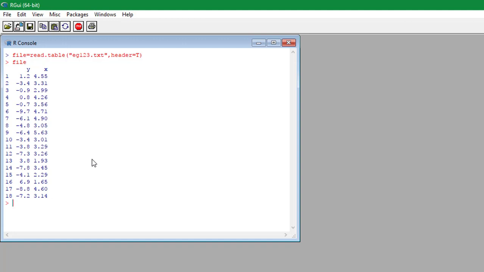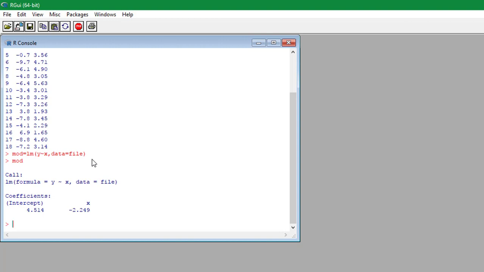So now we're going to create a linear model. Let's call our linear model mod, equal to lm, y regressed against x, and we're taking it from our data, equal to file, close bracket, enter, and let's view our linear model. There we have our linear model, where our intercept is 4.514 and our x is minus 2.249.